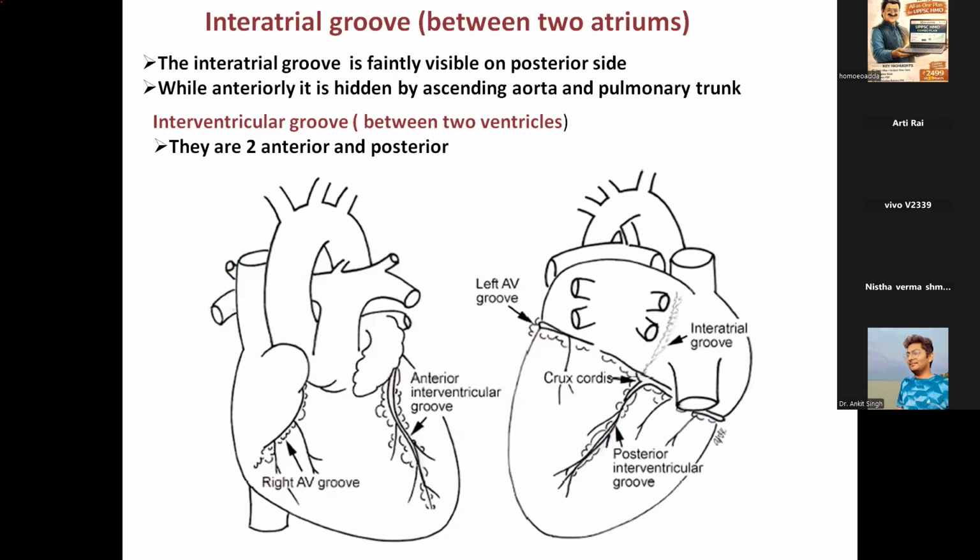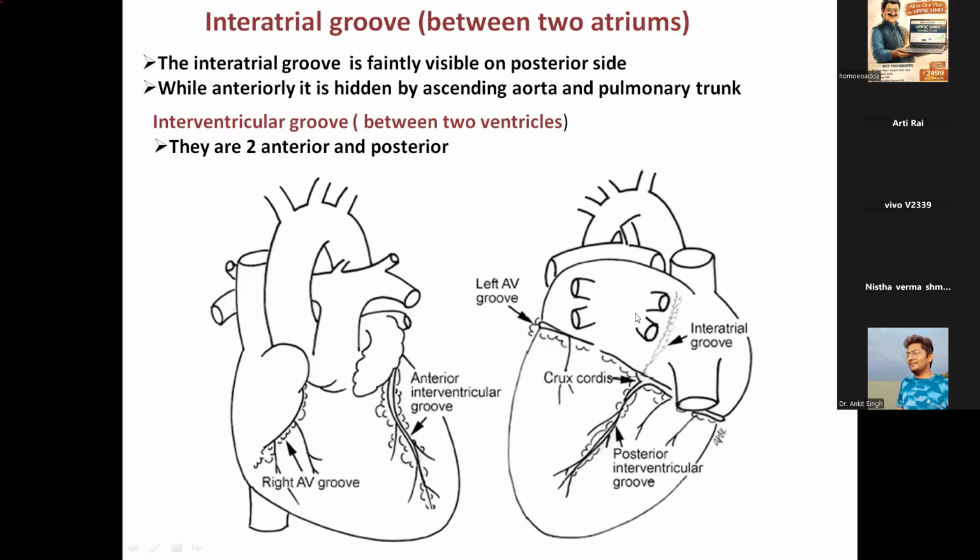Interatrial groove. So that is between the two atriums. The interatrial groove is faintly visible on the posterior side, while on the anterior side, you cannot see this interatrial groove because of the presence of the ascending aorta and the pulmonary trunk. But on the posterior side, now you can see the faint interatrial groove. As the name suggests, interatrial means between two atriums.